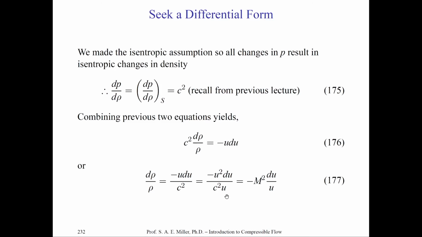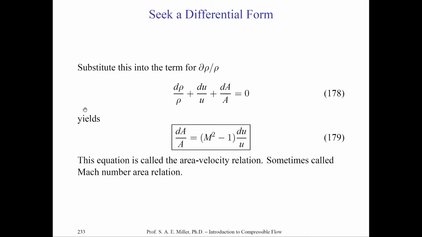You see how I squared the u and put a u in the denominator, it's the same equation. And you can see now I've keenly put u squared over c squared, which is of course Mach squared. Remember, M equals u over c. So now I have negative M squared of du over u equals, excuse me, equals d rho over rho. Okay, intermediate result.